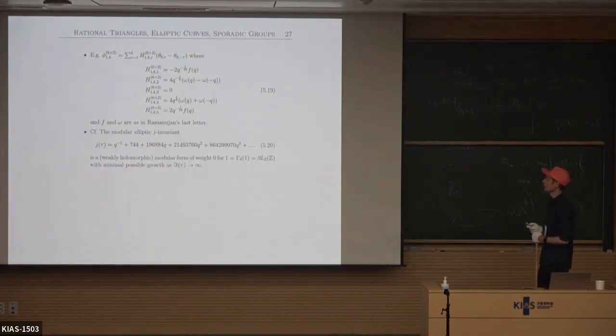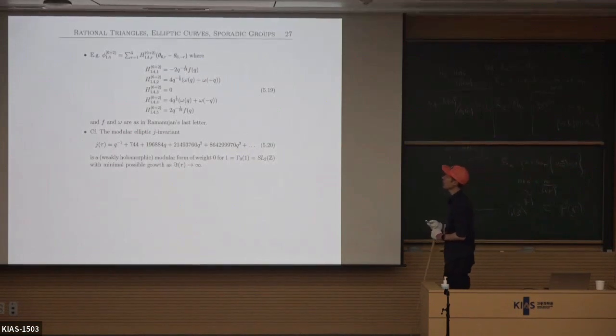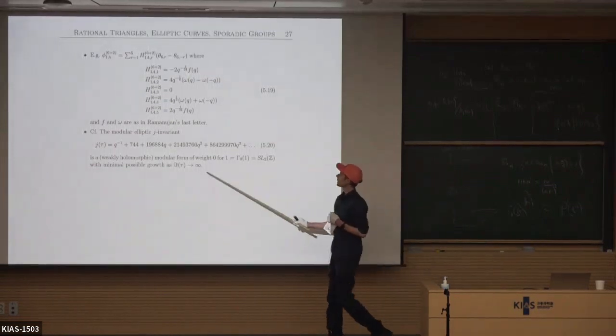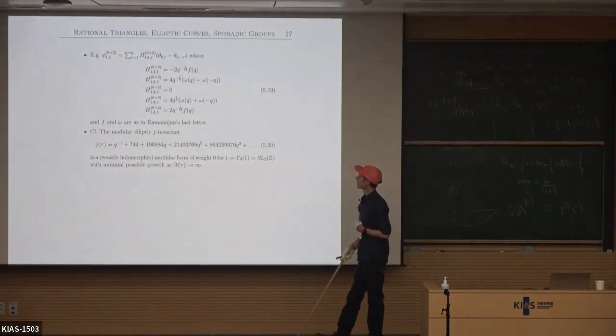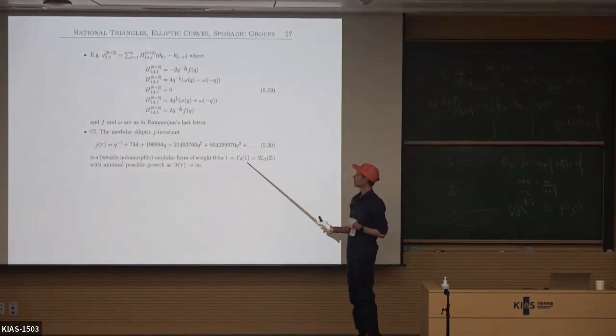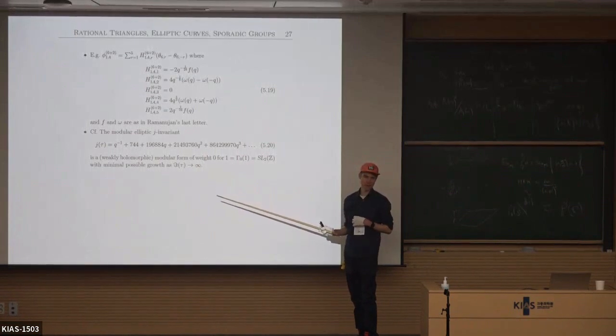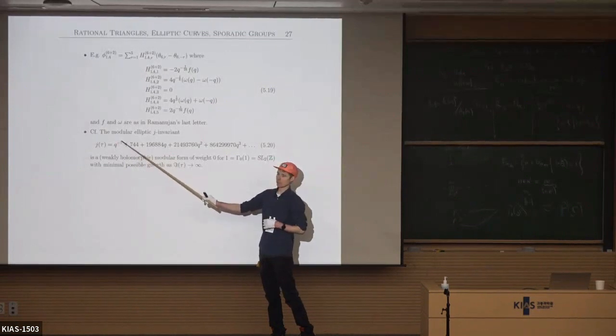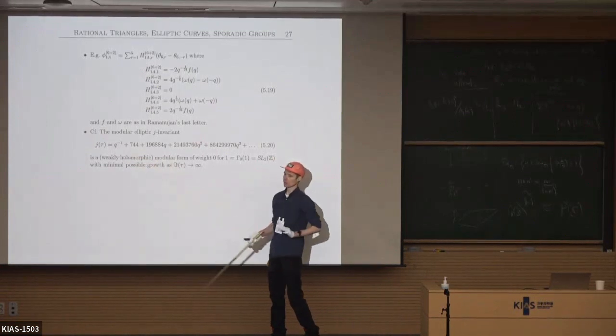Now, you remember this optimal condition was asking them to have as little growth as possible as tau goes to infinity. Well, the modular elliptic J invariant is a similar beast. It's an SL2Z invariant function on the upper half plane with the smallest possible growth as tau goes to infinity.